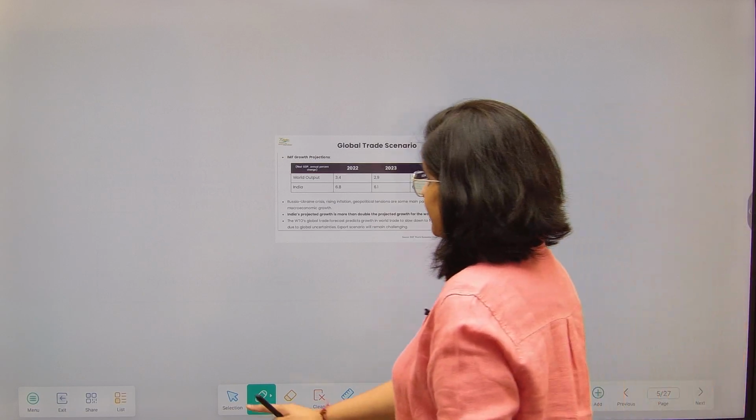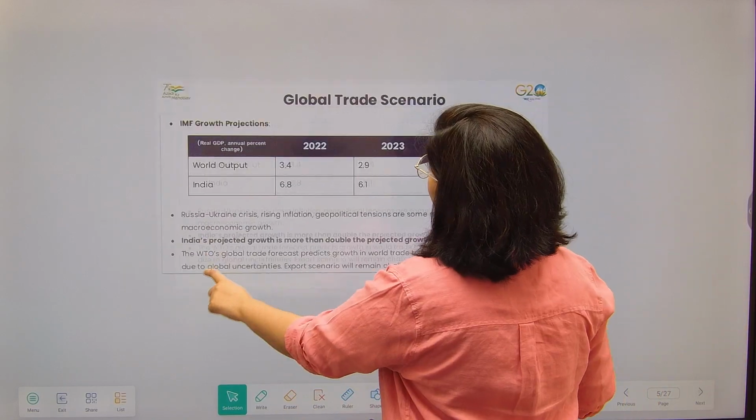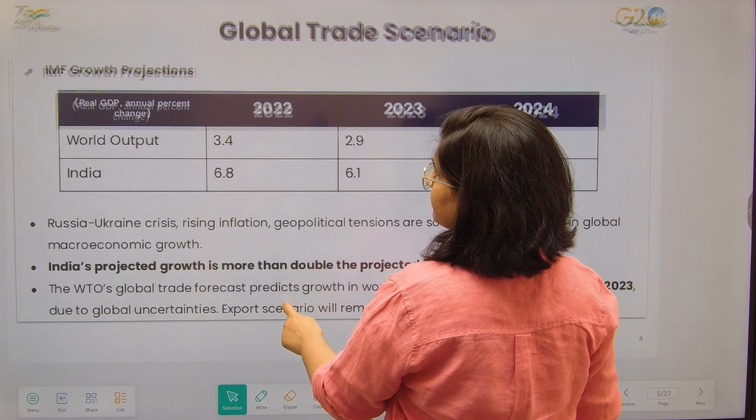So next thing, see some global trade scenarios.